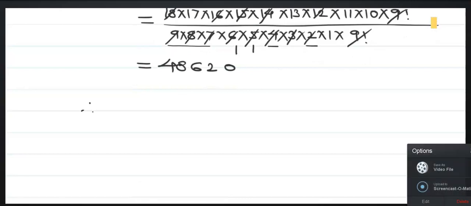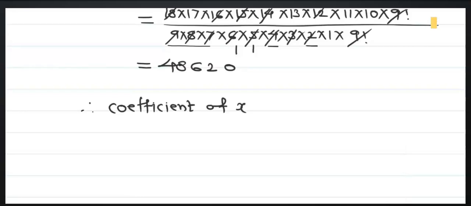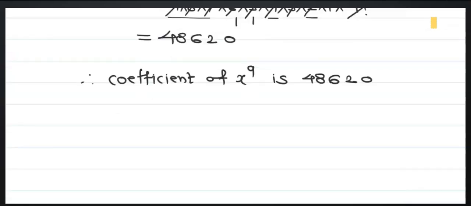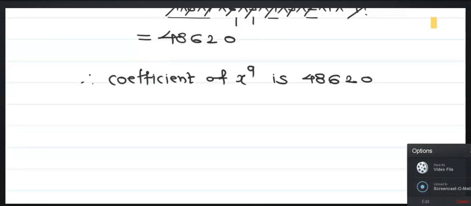That is 48,620. Therefore, the coefficient of x raised to 9 is 48,620. This is the coefficient of x raised to 9: 48,620. Now the next question.